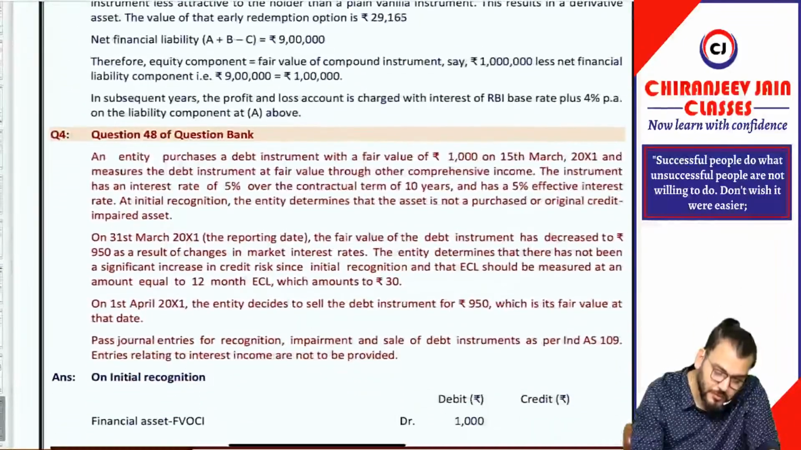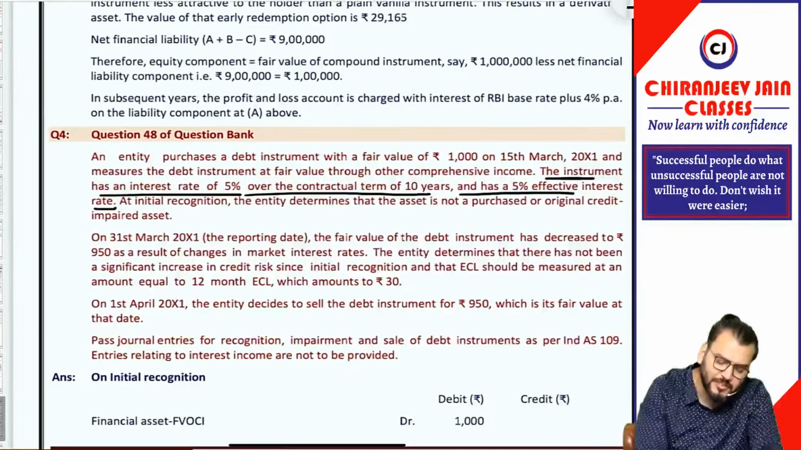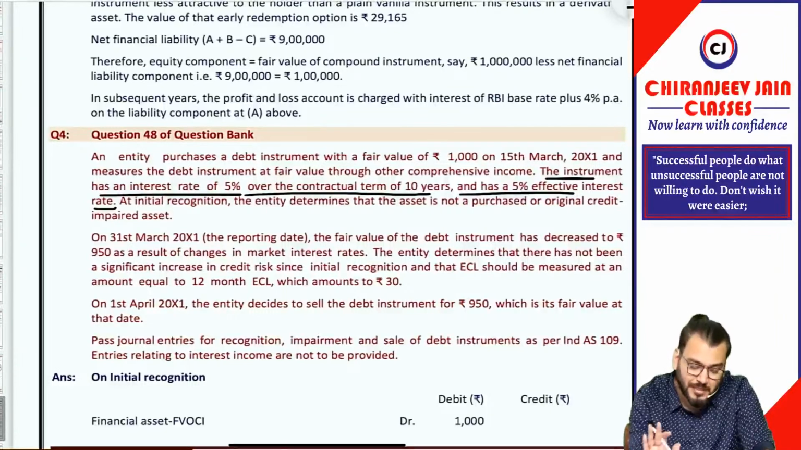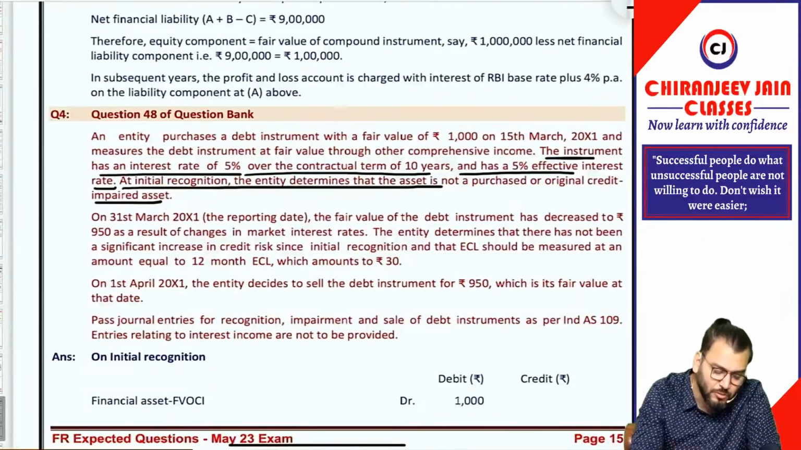The instrument has an interest rate of 5% over the contractual term of 10 years and has a 5% effective rate of interest. Whenever the contractual rate of interest and effective rate of interest are the same, then amortized cost will be equal to initial fair value, because your interest expense and contractual cash inflow both will be the same. Correct? Yes sir. At initial recognition, the entity determined that the asset is not a purchased or originated credit impaired asset. This point is not important, ignore it.